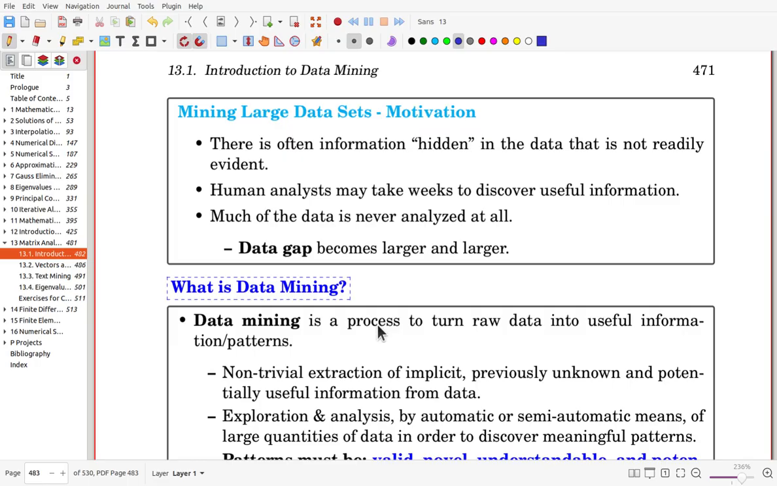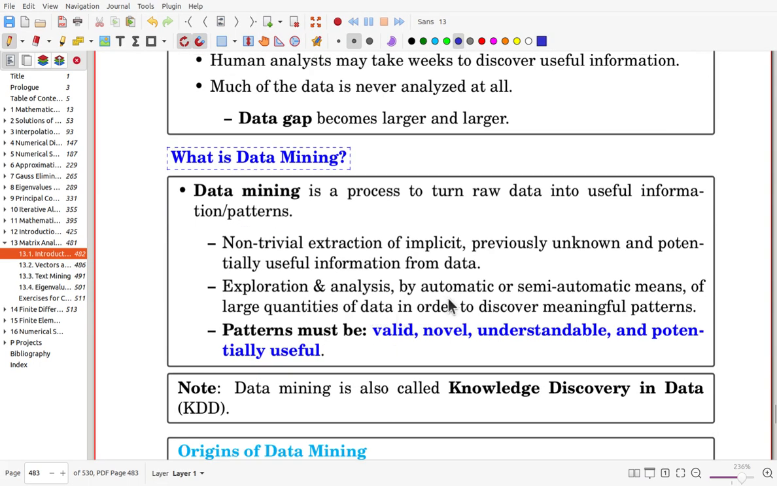The data gap means the gap between the whole amount of data and the analyzed data, so that the amount of the whole data is growing much faster than the data being used.